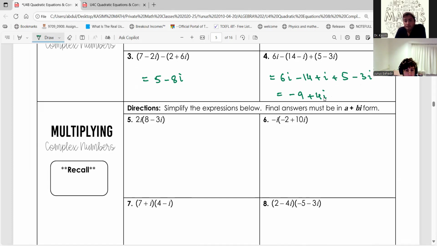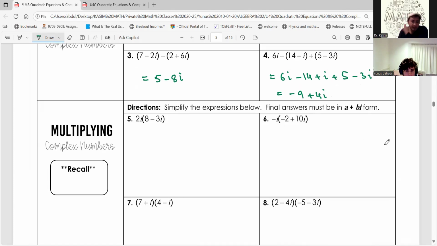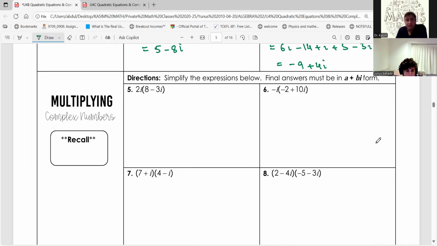Okay, next, read it. Let's do it a bit faster. These are very basic things, Yunus. Simplify the expressions below. Final answer must be in a plus bi form. Okay, remember or recall that, Yunus, what is that? i squared is equal to negative 1. Okay, come on.